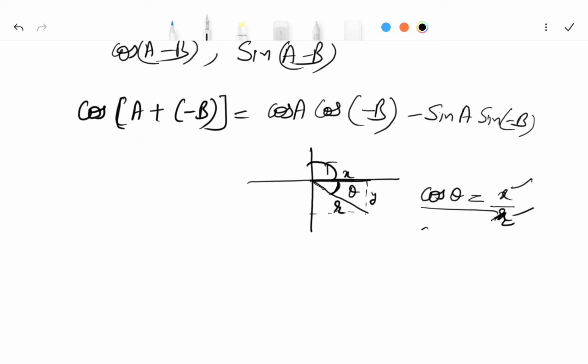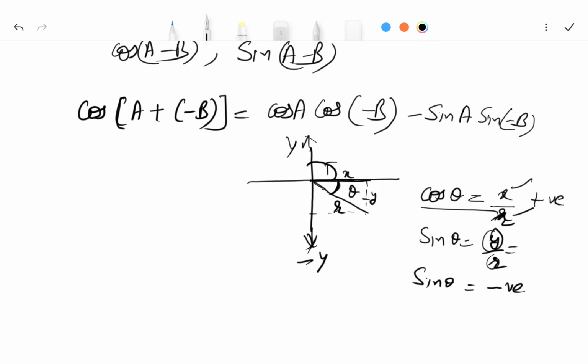And what will be sine theta? Sine is equal to y by r. This is the x, this is the y direction, and this is the y negative direction. Y is negative, r is positive. Then sine theta will be negative. Cos theta will be positive.